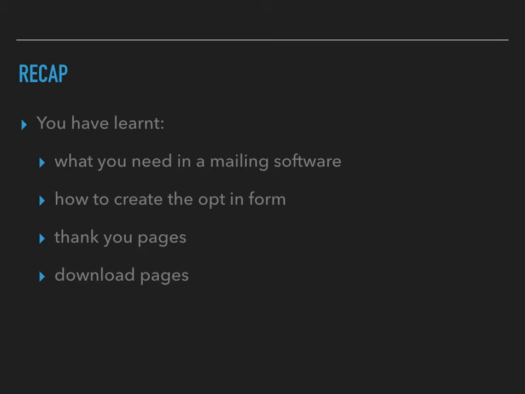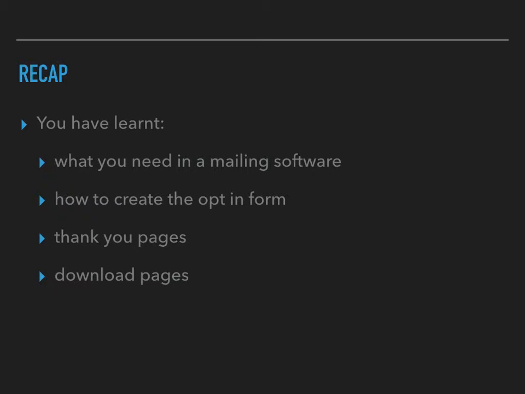Up to this point, you've learned what you need in a mailing software. We looked at the various different softwares that are out there, what they do, what you actually need, and how much they cost. The second thing we looked at was how to create the opt-in form, so the form where people will actually sign up for your mailing list. Then we talked about thank you pages, which is the page after they sign up and what should be on that page. And then we also discussed download pages.